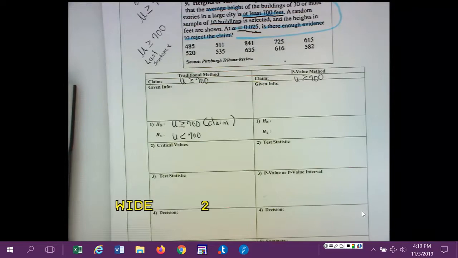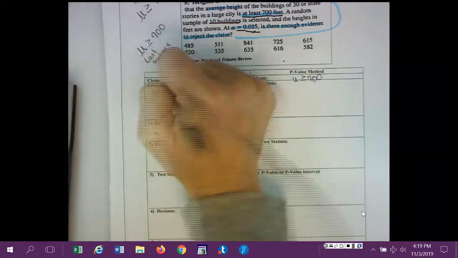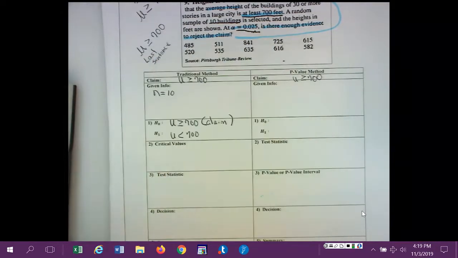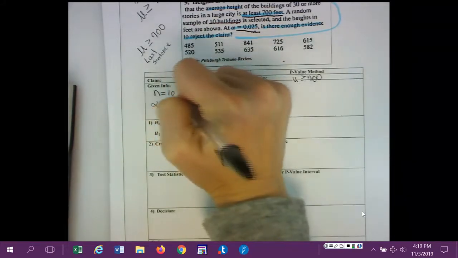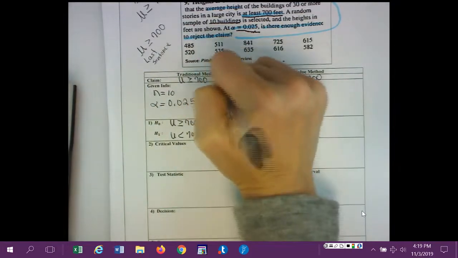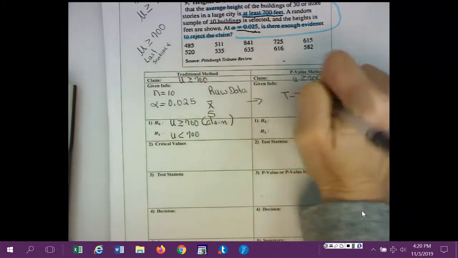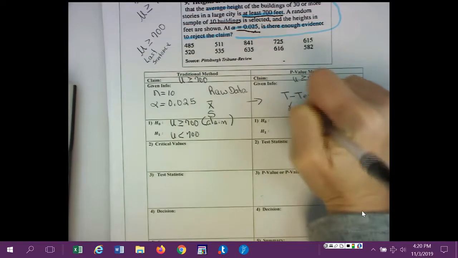So let's write down what's given. A random sample of 10 buildings is selected, and the heights in feet are shown. Alpha, I guess set by the researcher, is 0.025. This problem is raw data, and so we have to find X bar and we have to find S. That means it's a t-test and not a z-test. Sigma is unknown.